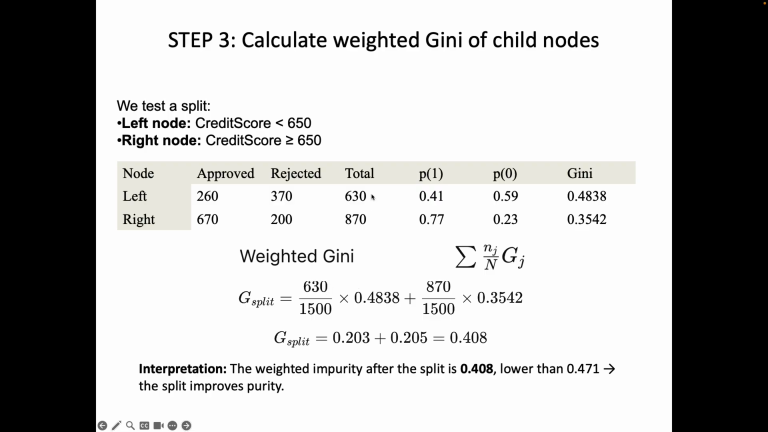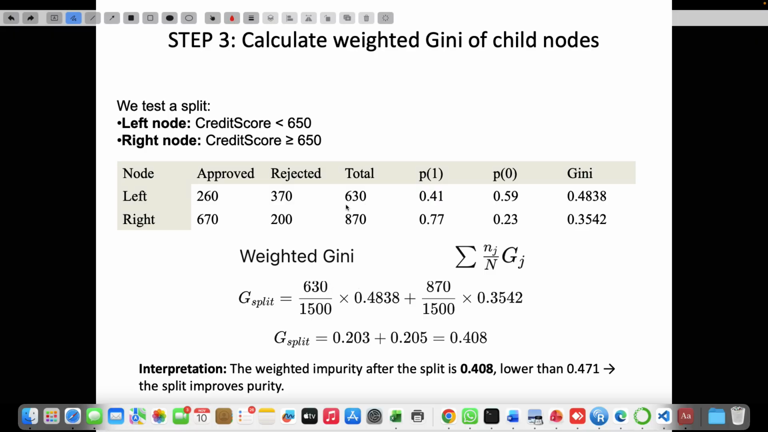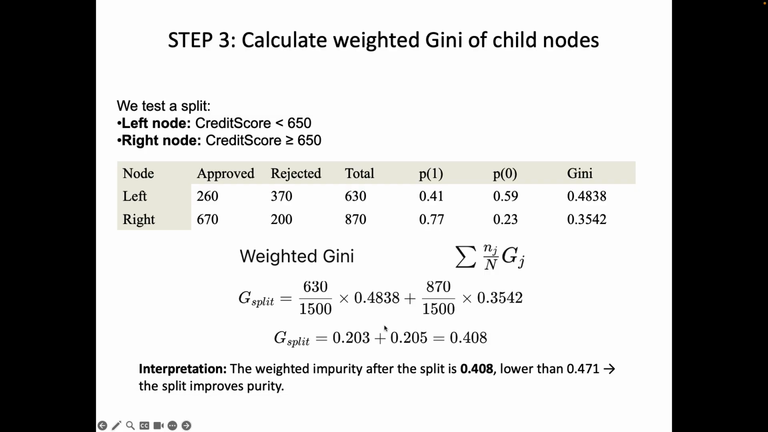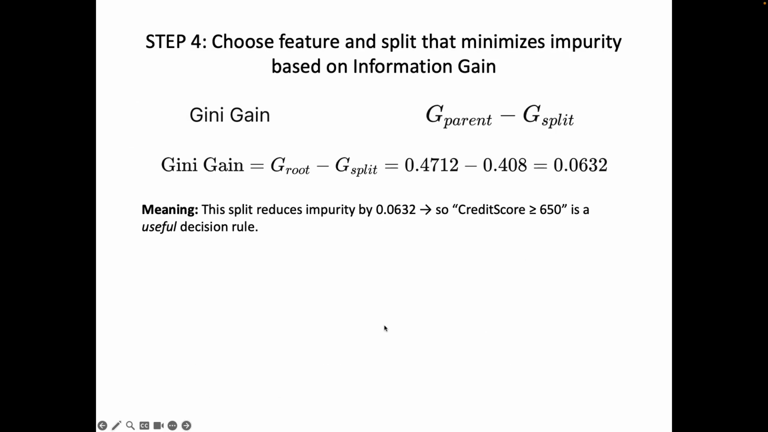So what are you doing? You are taking left divided by the total number multiplied by the left Gini, and then plus right divided by the total number multiplied by the right Gini, okay? And that's how you get this number, 0.403. That's your weightage for the split Gini, right? That's how you calculate the Gini weight. This is the second step. Now the final step is to calculate the Gini gain.